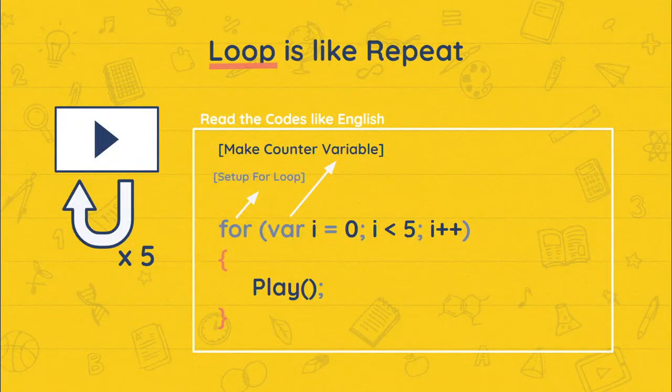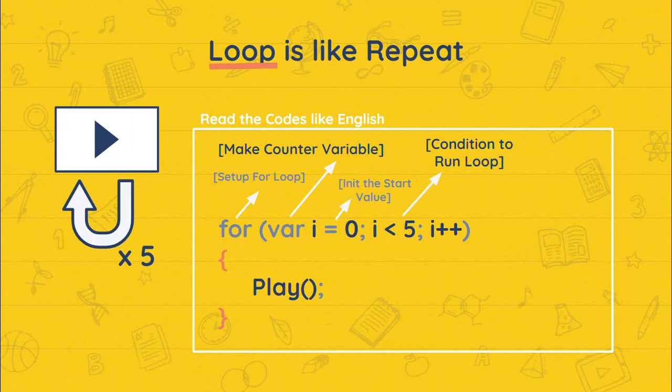In the round bracket, there are 3 parts. You can see from the semicolon separators of these 3 parts. The first one is var i equals 0, then a semicolon. This is the first part. The first part mentions that you want to set up a variable for a counter, and this counter will start from 0. So the first keyword var is to make a counter variable, and you need to initialize this variable to have a value. In this case, it starts with 0.